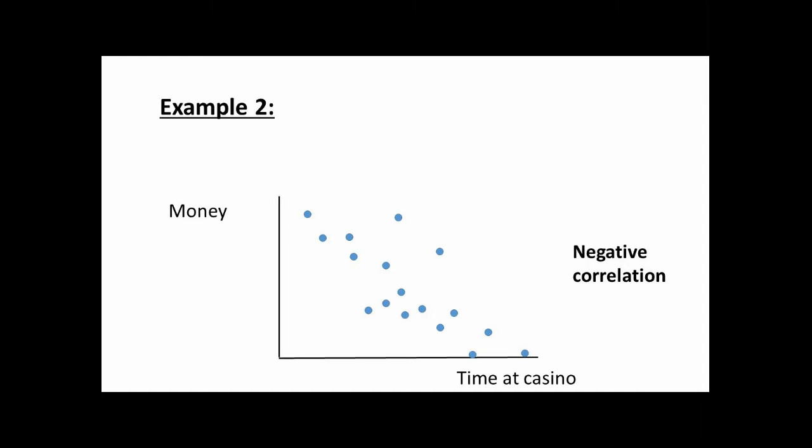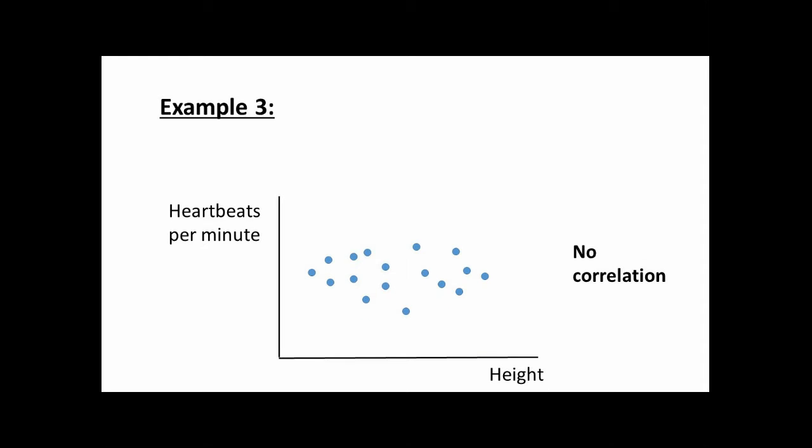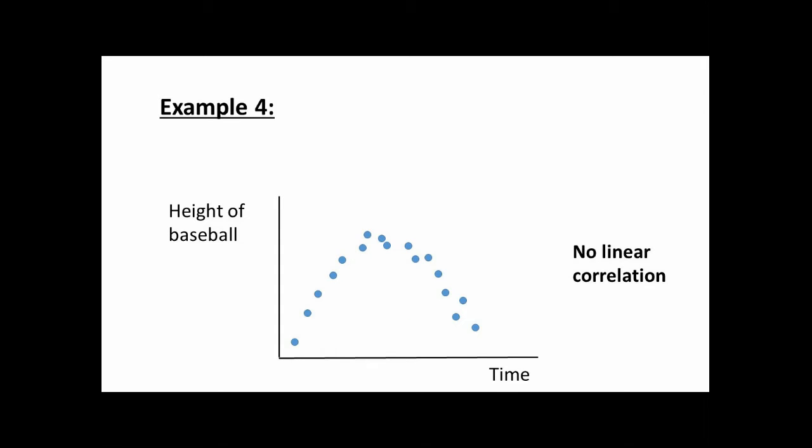This different scatter plot shows a negative linear correlation, where as the x value increases, the y value tends to decrease. This scatter plot seems pretty random. There is no obvious correlation here. This scatter plot shows that there is some relationship between the two variables, but it is not linear. We will not consider non-linear correlation at this time.